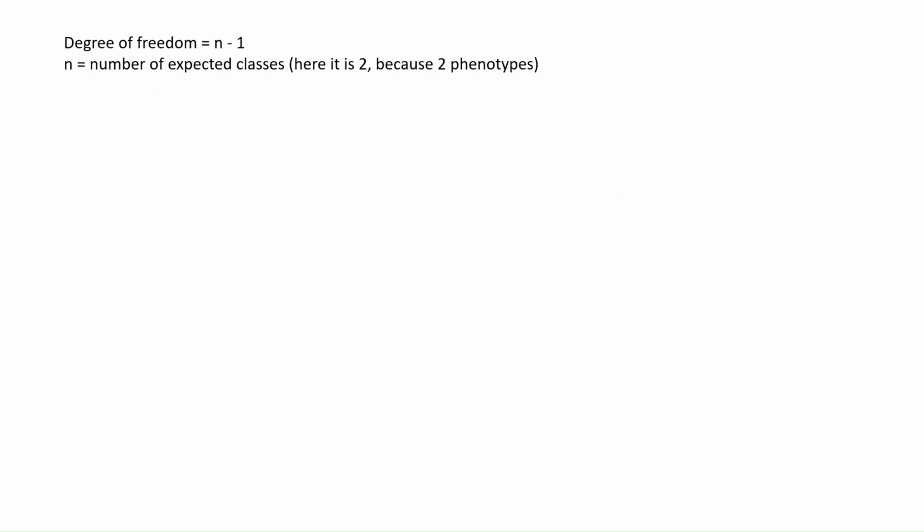Now we need degree of freedom. The formula for degree of freedom is n minus 1, where n is number of expected classes. So we have two phenotypes, brown and yellow. So expected classes are 2, minus 1, that will be equal to 1. So our degree of freedom is 1.